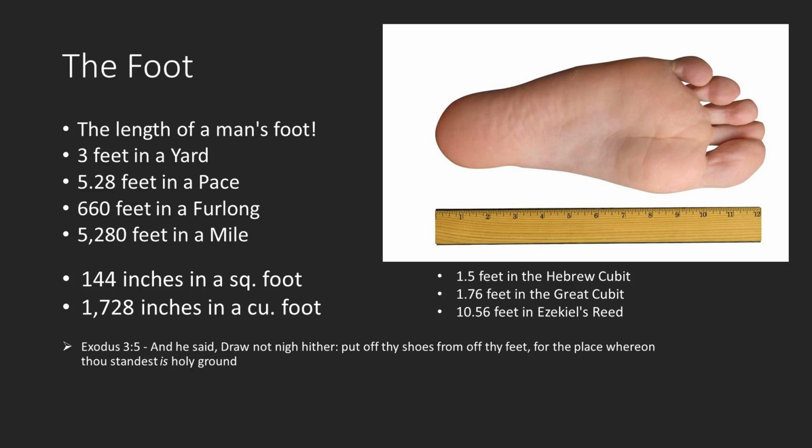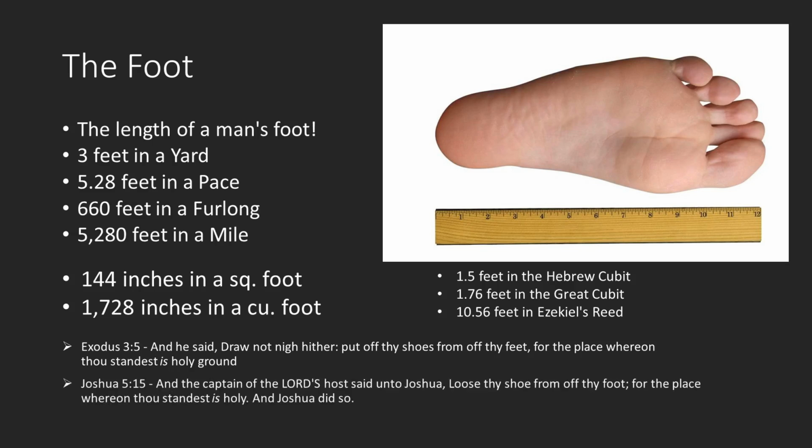Exodus chapter 3, God says to Moses, "Draw not nigh hither, put off thy shoes from thy feet, for the place whereon thou standest is holy ground." And again to Joshua, the captain of the Lord's host said unto Joshua, "Loose thy shoe from off thy foot, for the place whereon thou standest is holy." And Joshua did so. The foot is what connects man to the earth. That's a very plain representation of that idea, but there is something a lot deeper going on there about the foot connecting man to the earth that we'll see when we begin to talk about New Jerusalem.